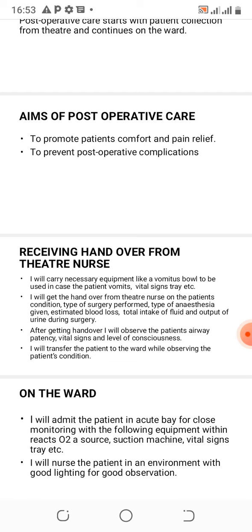After getting handover, I'll observe the patient's airway and breathing patterns. I'll do the vital signs and also check the level of consciousness. And I will transfer the patient to the ward while observing the patient's condition. Remember, when you are transferring a patient to the ward, you will be at the head side of the patient in order for you to observe the patient easily.